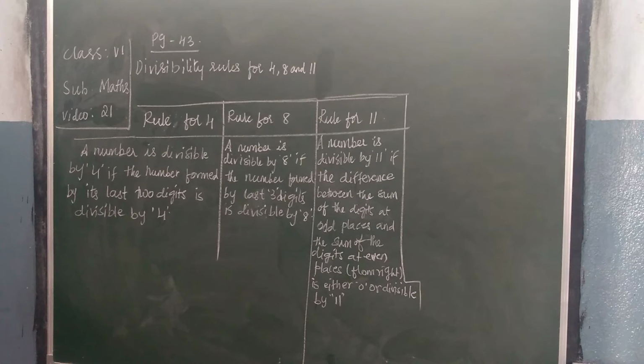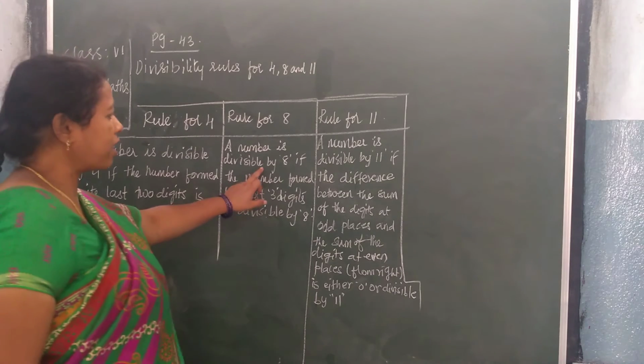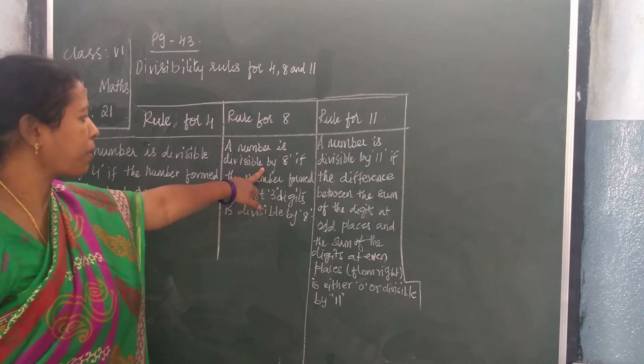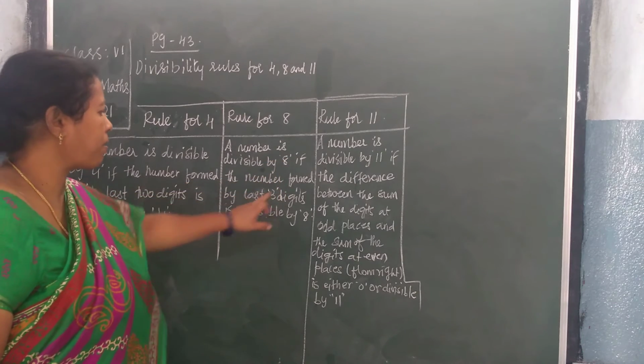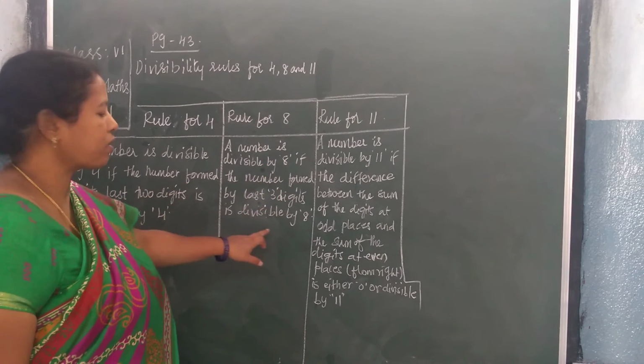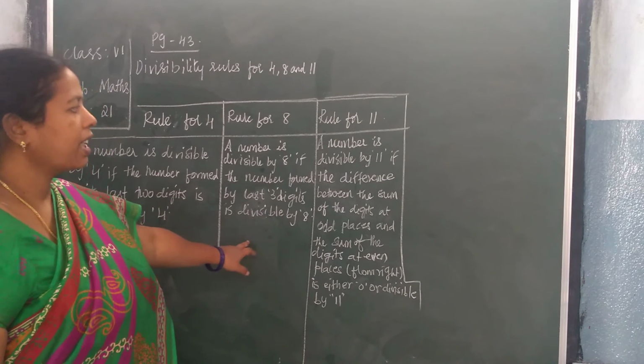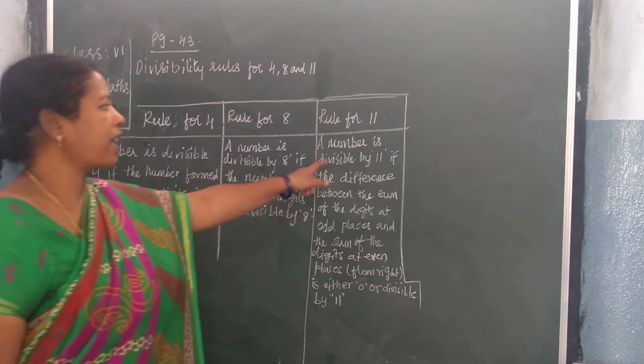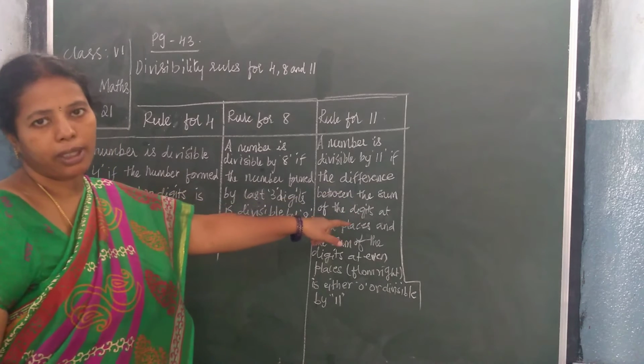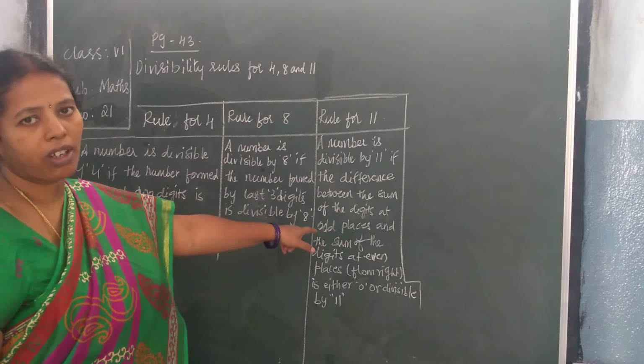Okay? Next, a number is said to be divisible by 8. What is the rule for 8 now? A number is said to be divisible by 8 if the number formed by its last 3 digits is divisible by 8. Next, what is the rule for 11? Once I explain an example, it will be very clear for you.